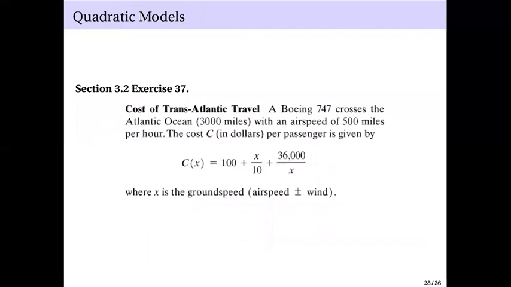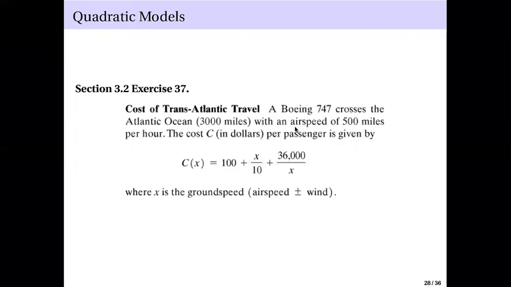Next problem. Cost of transatlantic travel. A Boeing 747 crosses the Atlantic Ocean, which is 3,000 miles, with an airspeed of 500 miles per hour. The cost, in dollars, per passenger is given by this equation: C(x) equals 100 plus x over 10 plus 36,000 over x, where x is the ground speed. It's your airspeed plus or minus wind.